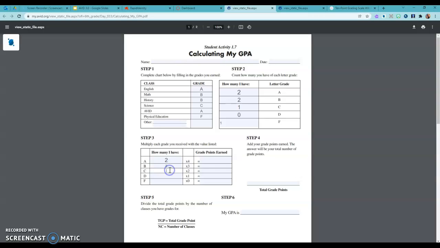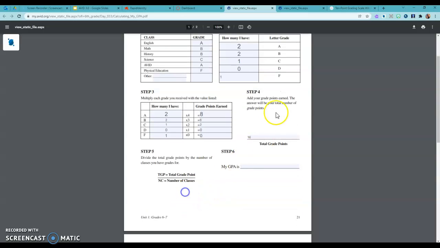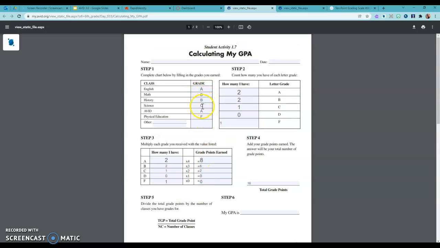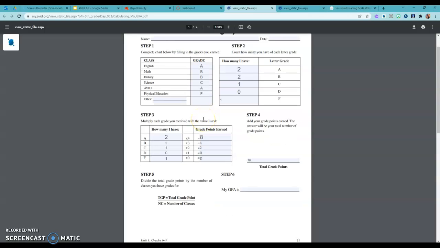You transfer that here: 2, 2, 1, 0, 1, and then you're going to multiply it. So we have 8, 6, 2, 0, and 0. You add these together: 10, 16. Then you take your total grade points and divide it by your number of classes. This is 1, 2, 3, 4, 5, 6 classes. So I would take 16 and divide it by 6.